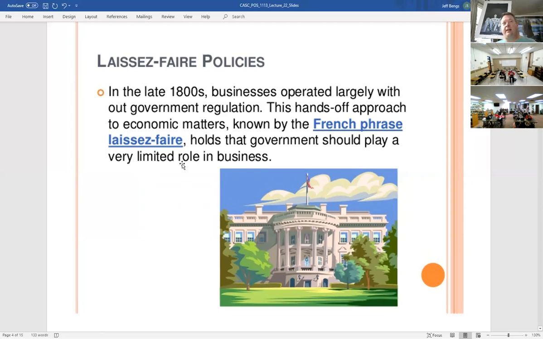Now, the other extreme on the opposite end would be basically a communistic or socialistic economy. Socialistic being where the government controls all of the economic factors in a marketplace.